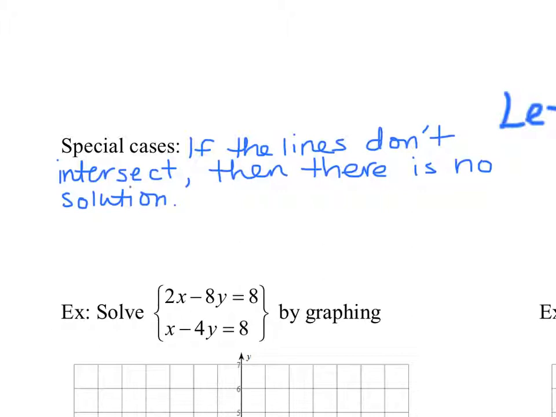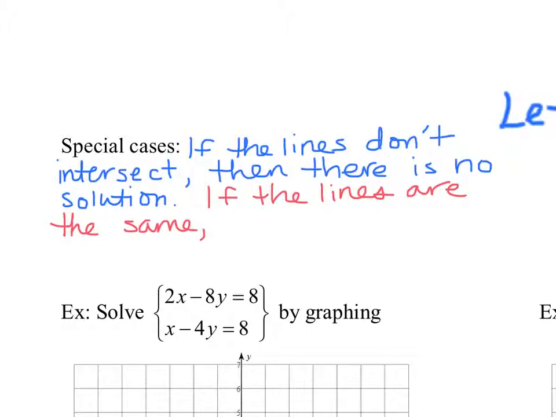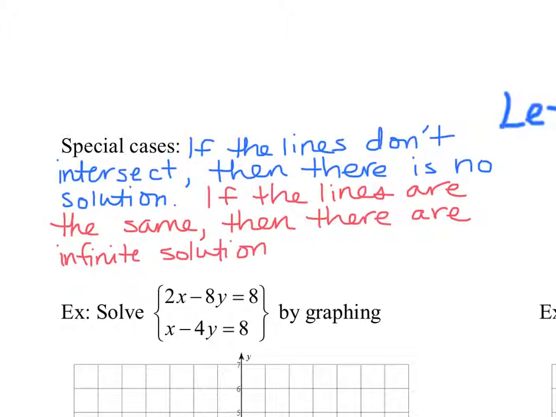So if your lines don't intersect, they're never going to have a common point, so there won't be any solution. The lines will never intersect if they're parallel, so that's when that's going to happen. And so for your answer, instead of writing an ordered pair, you're just going to write no solution. The other kind of special case is if you graphed the two lines and they ended up being the same line. So if the lines are the same, then there are an infinite number of solutions. And you will just write, instead of an ordered pair, infinite solutions.